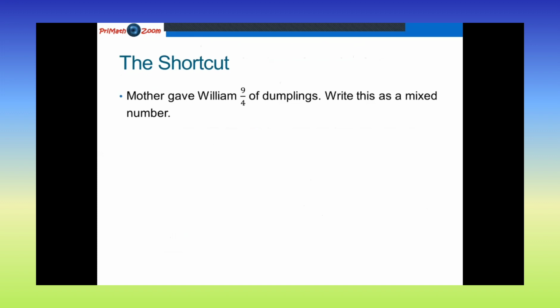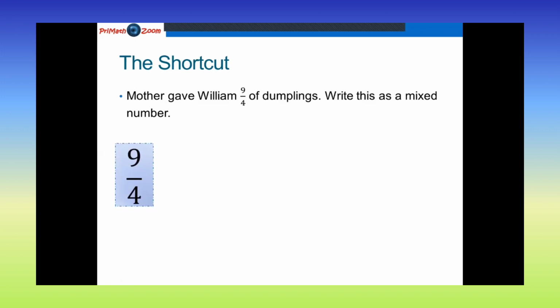But there is a shortcut to it. Let us see if we can work this shortcut and see if we'll get the same response. So mother gave William 9 quarters of dumplings. Write this as a mixed number. First, we need to write our 9 quarters.